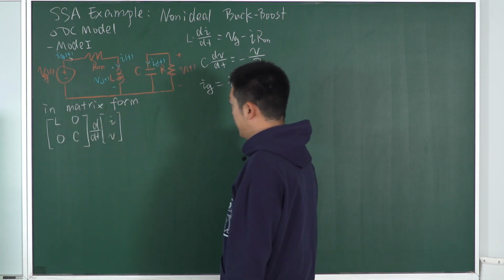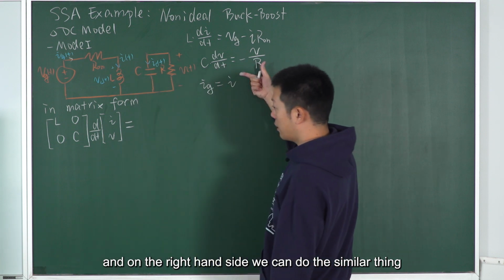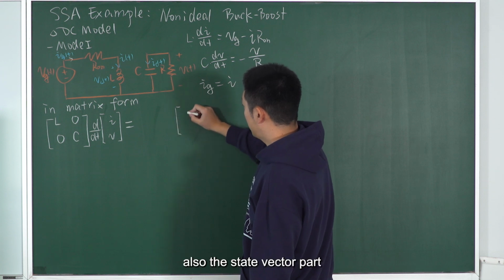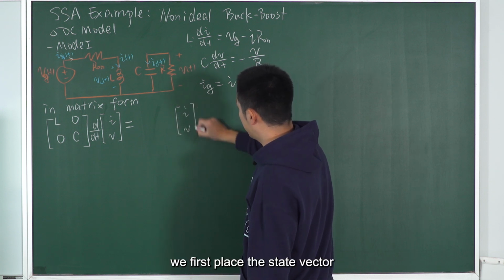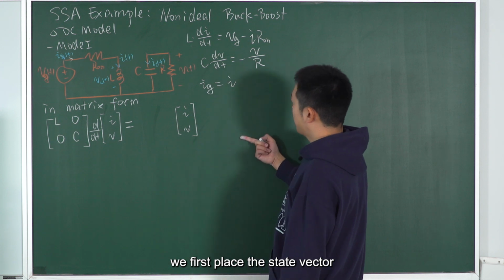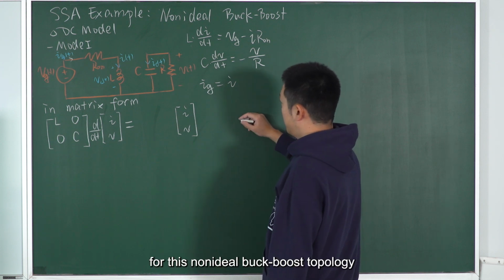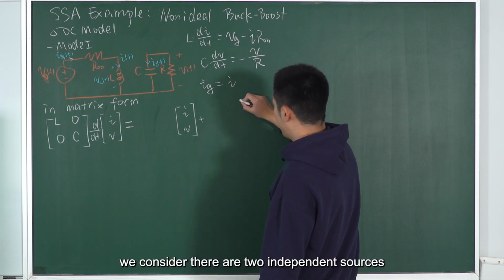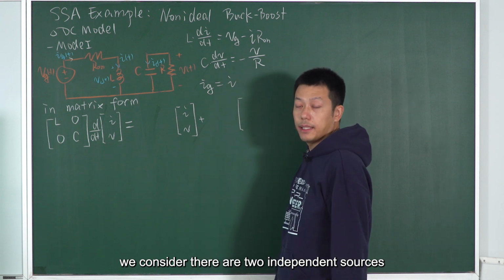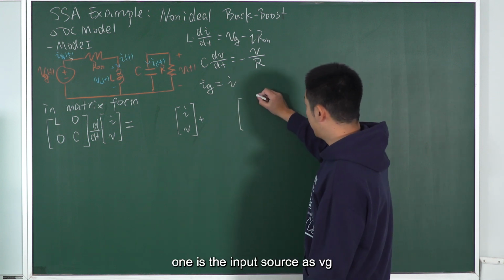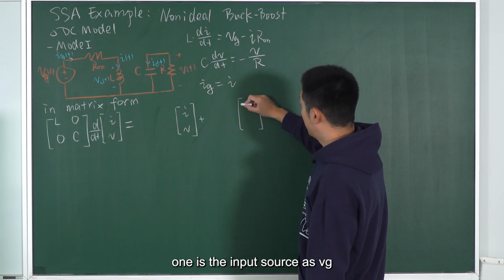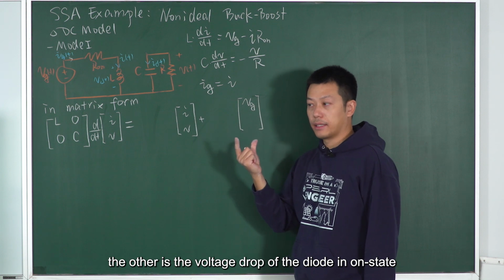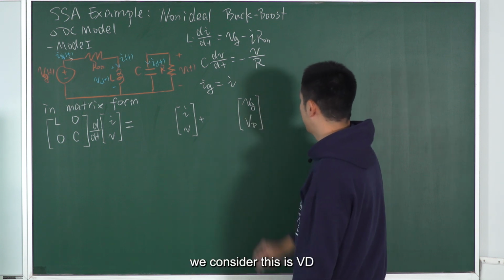On the right-hand side, we can do a similar thing. There are two parts. The first part is the state vector part. We first place the state vector. The second part is the input vector part. For this non-ideal buck-boost topology, we consider there are two independent sources. One is the input source Vg. The other is the voltage drop of the diode in on state. We consider this as Vd.